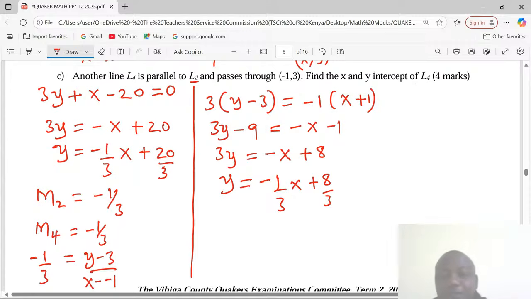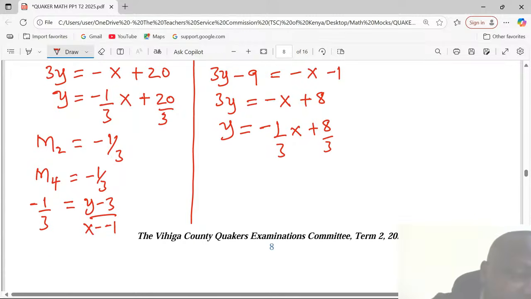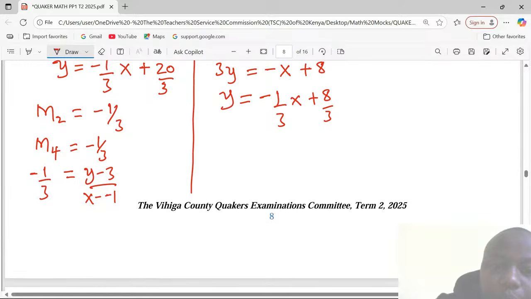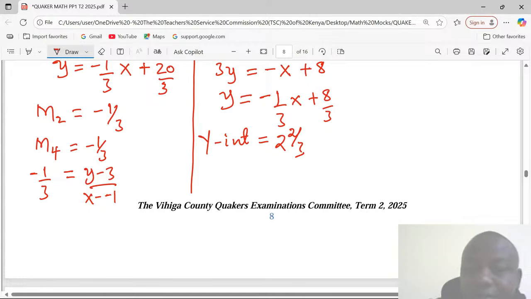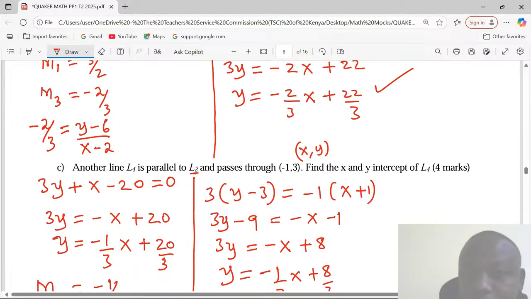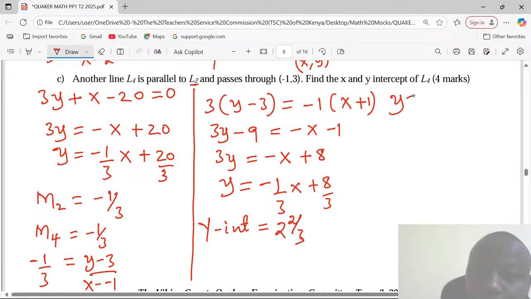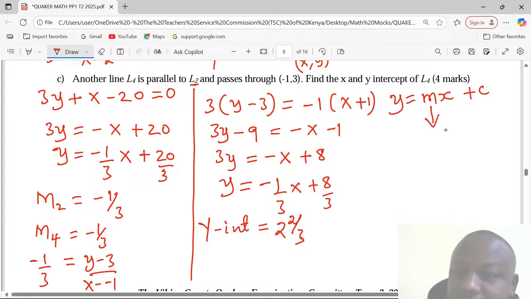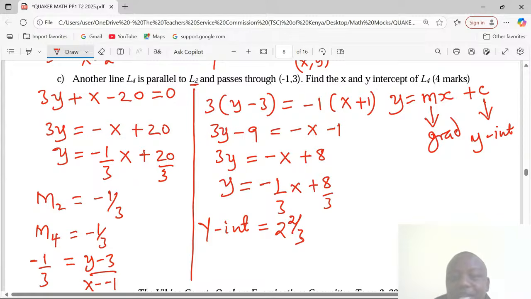Now, with the equation for line 4, we can find both the x and the y intercepts. The y-intercept can be extracted directly from what we have here. The y-intercept is 8 over 3, which is 2 and 2 thirds. Because when equations are in the format y equals mx plus c, this is the gradient, and this one is the y-intercept. So with this format, we extract the y-intercept that way.